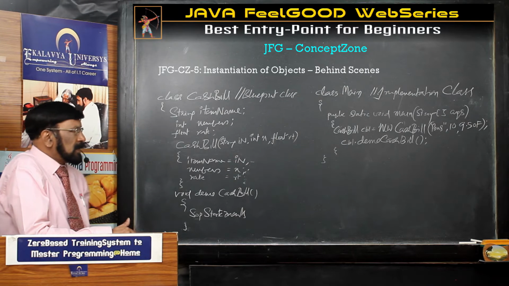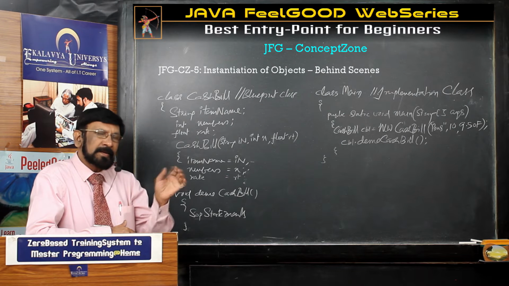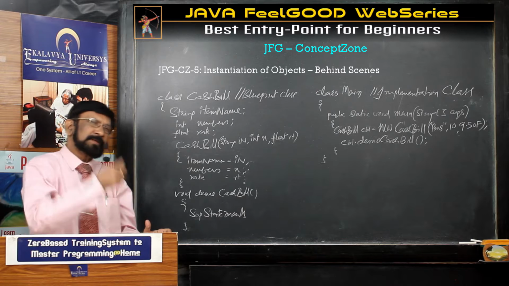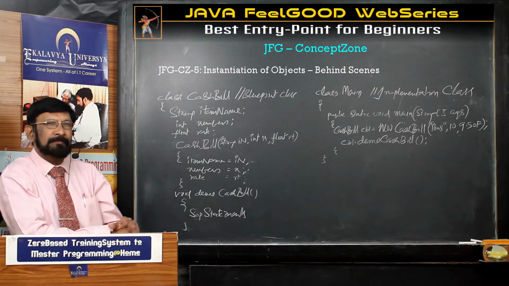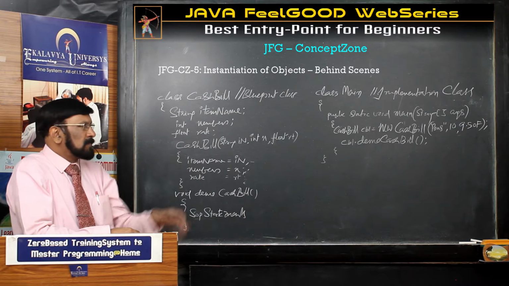Now, instantiation of object means creating an object. While creating an object, what happens behind the scenes, that you have to understand one time. By that, you learn many elements, and you never do anything blindly.